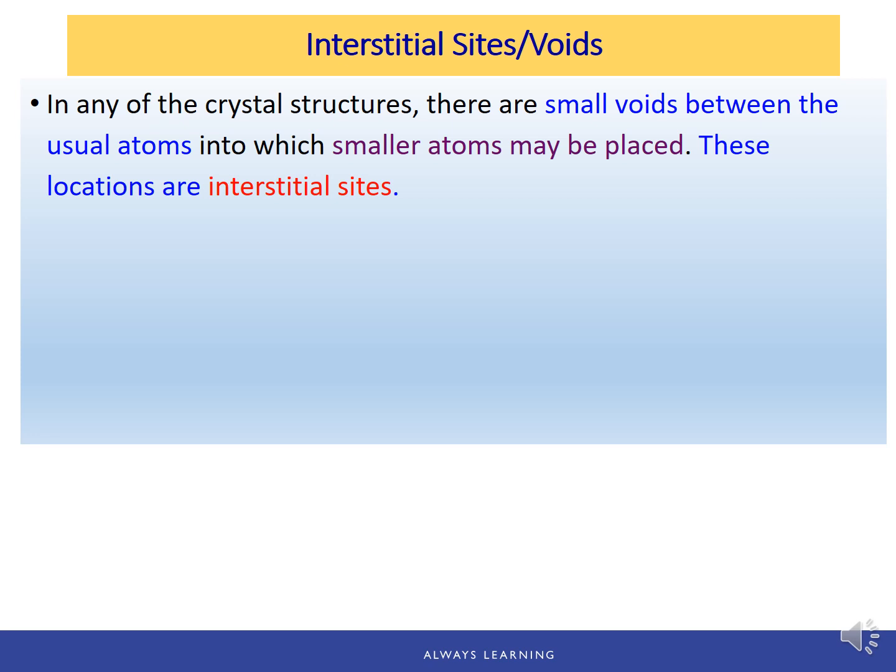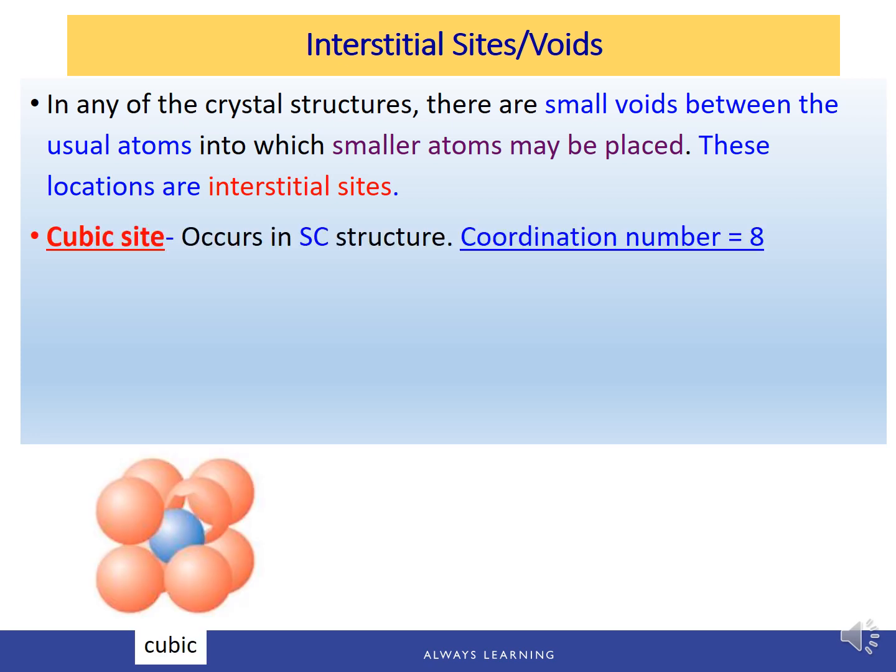We have mentioned interstitial sites many times, so let's take a look at what interstitial sites are. In any crystal structure, there are small voids between the usual atoms. Since atoms are hard spheres, there will be gaps or voids between the spheres when we pack them together. And into those voids, smaller atoms may be placed, and those locations are called interstitial sites.